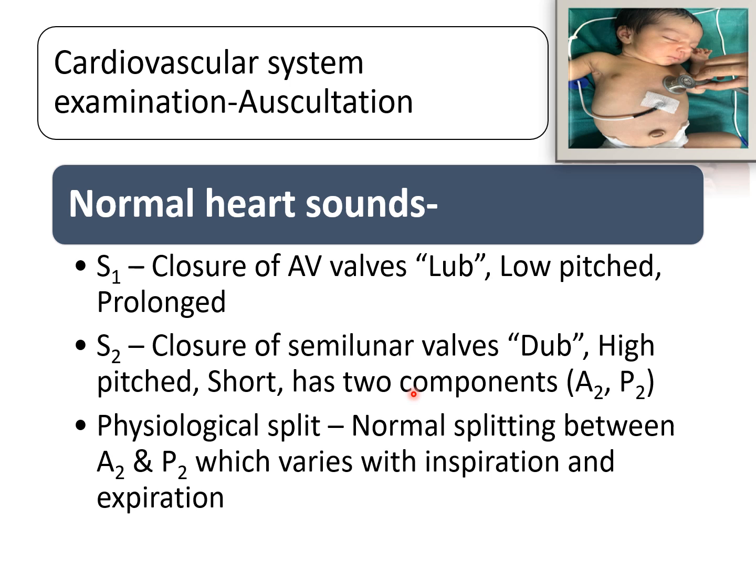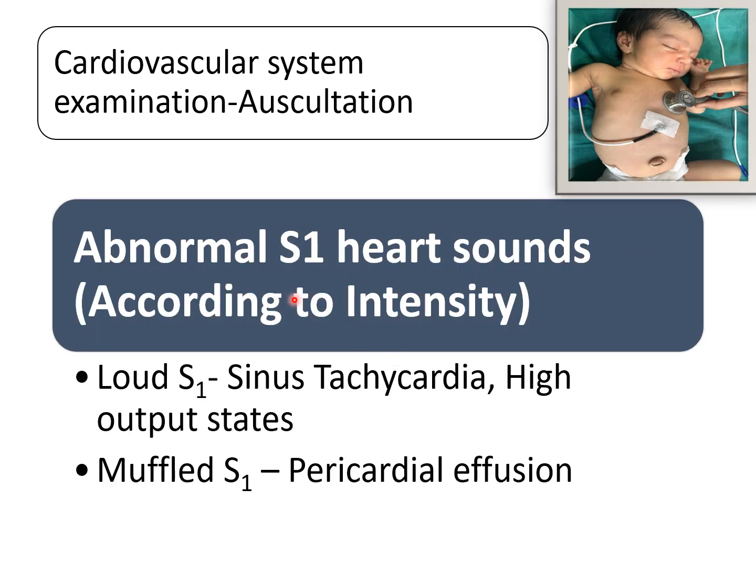Two components are there. Physiological splitting occurs between the A2 and P2 components and also varies with inspiration and expiration. Abnormal S1 heart sound according to intensity: loud S1 because of sinus tachycardia or if the newborn is having a high output state. Muffled S1 can be because of pericardial effusion.